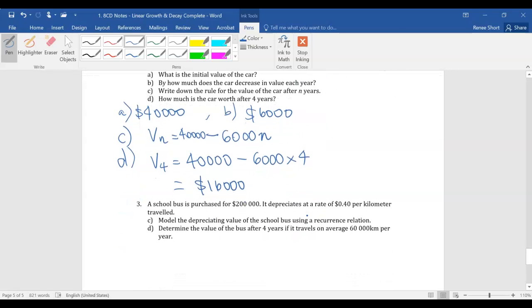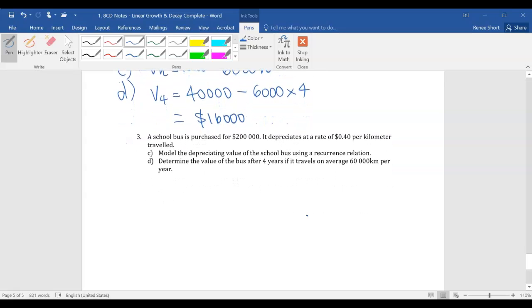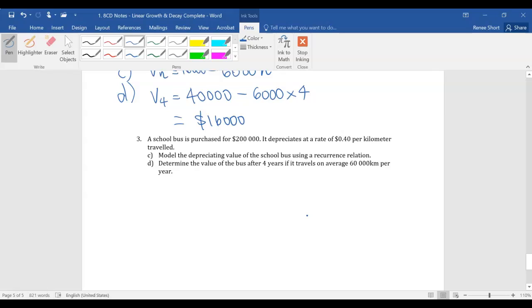My final question here for 8D, everyone, it says that a school bus is purchased for $200,000 and it depreciates at a rate of 40 cents per kilometre travelled. Model the depreciating value of the bus using a recurrence relation. So in this case, my V0 is $200,000 and my D value is 0.4, because for every single kilometre it is 0.4 that's being removed. So the depreciating value, so Vn, equals $200,000, because that's how much we bought the bus for, minus 0.40n. And remember, n in this case is each kilometre that it's travelling.